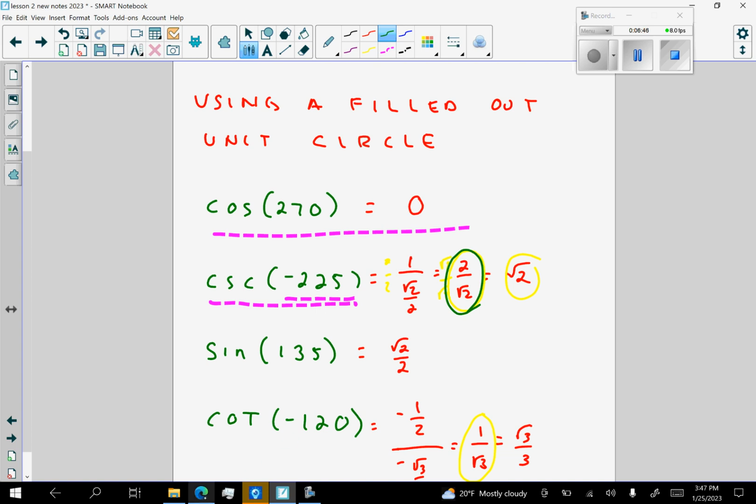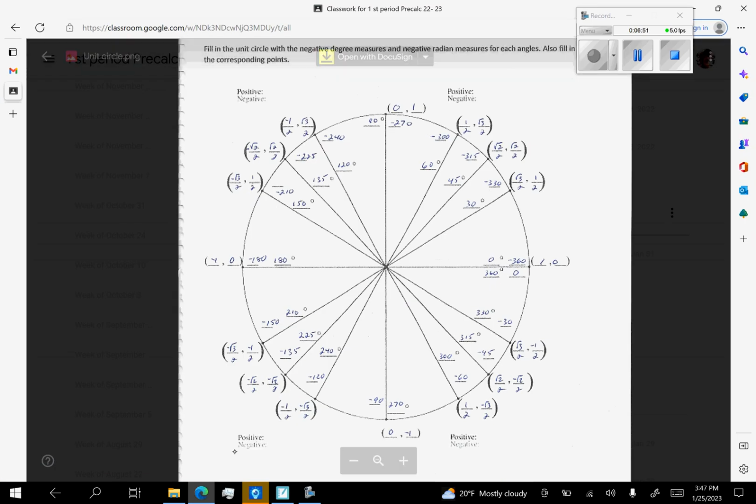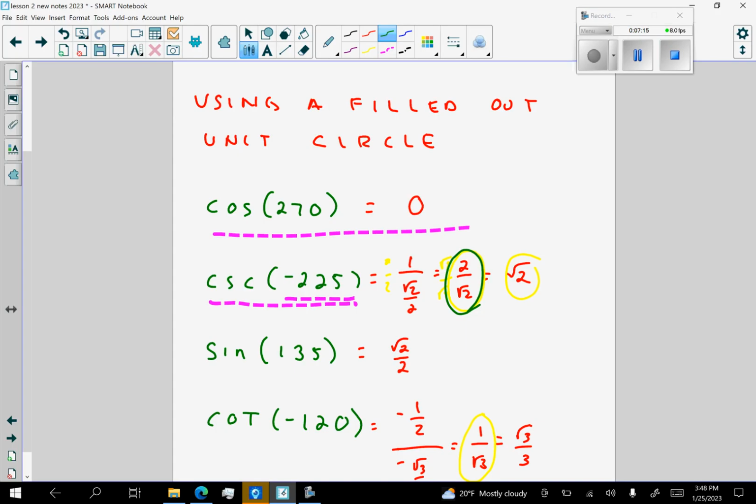I go back to my unit circle. I find 135 degrees, which is right here. We already figured out, because 135 and negative 225 have the same terminating point. So the sine of an angle is the y value of the terminating point. And you notice the y value of 135 is square root of 2 over 2. So that very simply tells me that the sine of 135 degrees is square root of 2 over 2.